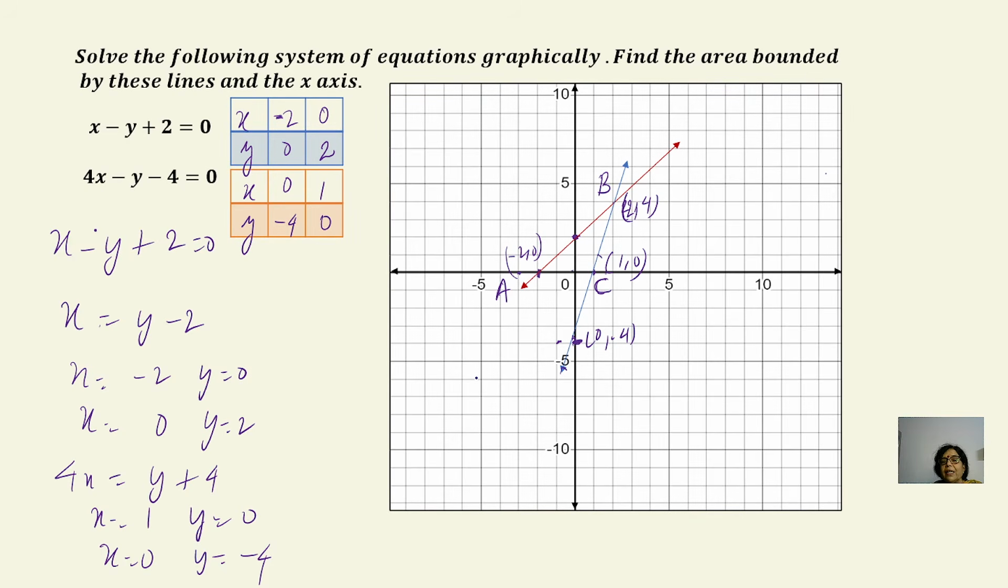Now to find the area of triangle ABC, we'll take the help of the formula half base into height. Here we'll take the base as AC. This is half AC into the height. Now this being an obtuse angle triangle, the height will be outside the triangle. So the height is obviously 4. Now the base is 1, 2, 3 units over here.